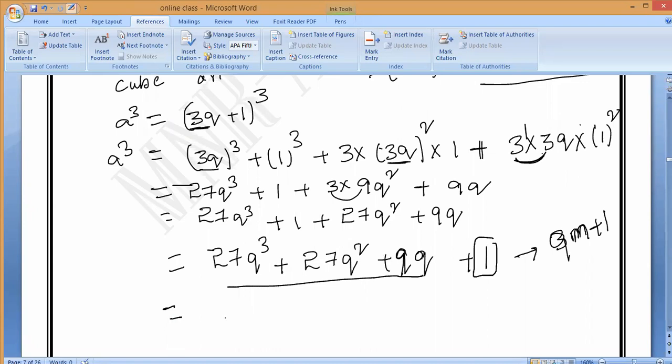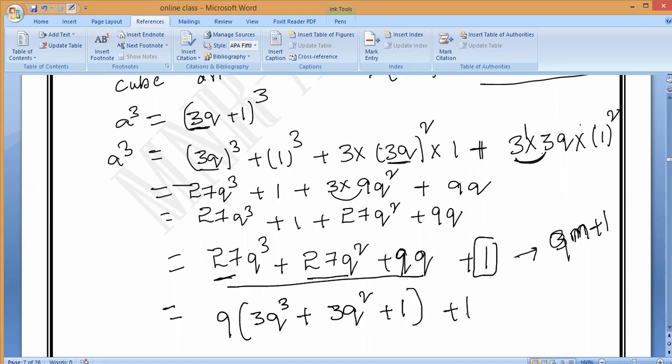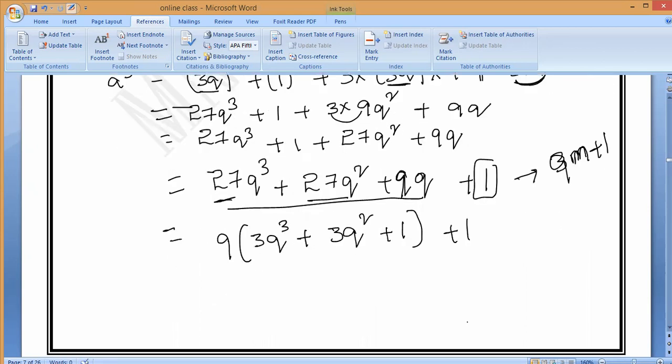27q cube divided by 9 is 3q cube, 27q square divided by 9 is 3q square, and 9q divided by 9 is q, plus 1. Good. So 9 times (3q cube plus 3q square plus q) plus 1.